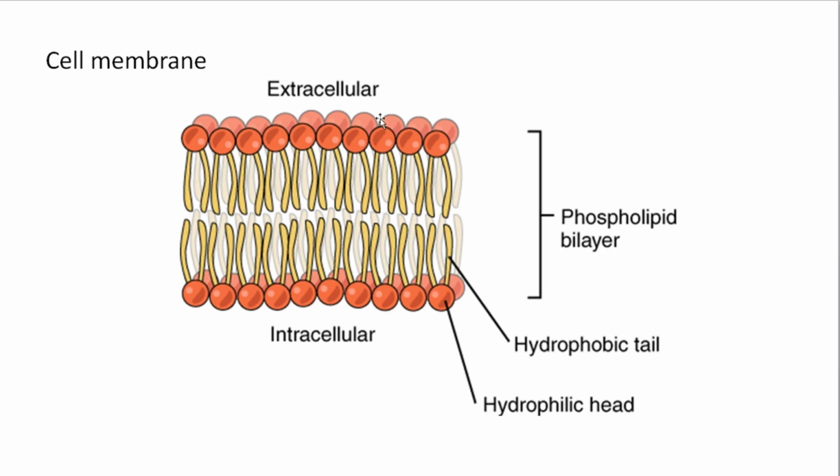So these are heads, these are heads. These are heads, these are tails. So this one is one layer, this one is another layer. Each layer consists of a hydrophobic tail and a hydrophilic head. This one is the hydrophilic head, this one is the hydrophobic tail. This one is the hydrophobic tail, these are heads. Good.